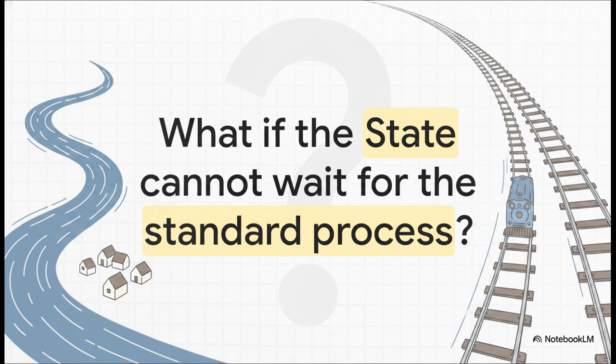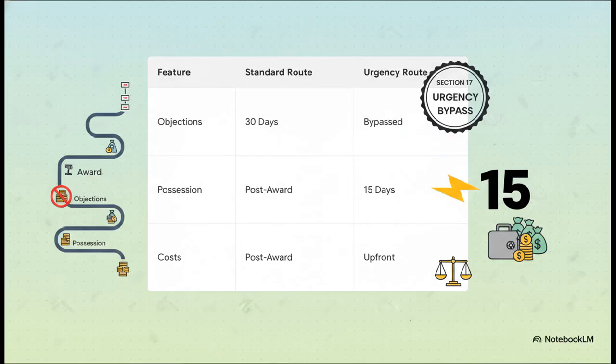What happens if the state simply cannot wait for this standard, multi-month process to play out? Say there's a sudden emergency, like an unforeseen river shift that's threatening a town, or an incredibly urgent railway need that demands immediate land possession. What then? That is exactly where the Section 17 urgency bypass comes into play.